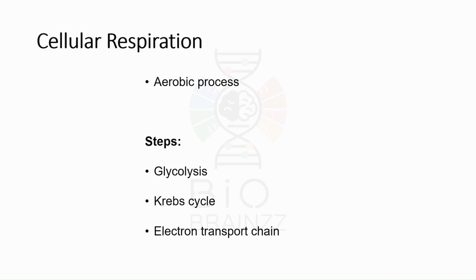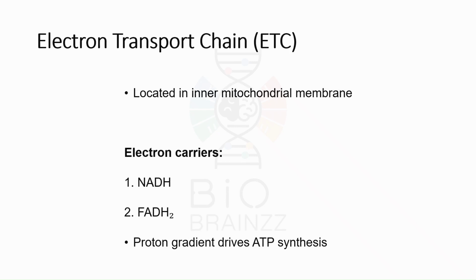These carriers then enter the electron transport chain. Understanding the sequence of these steps is very important for exams. The electron transport chain is located in the inner mitochondrial membrane. It involves a series of protein complexes that transfer electrons from NADH and FADH2.